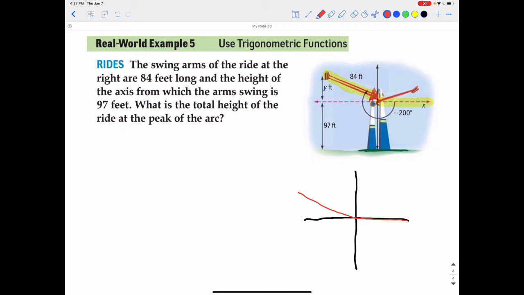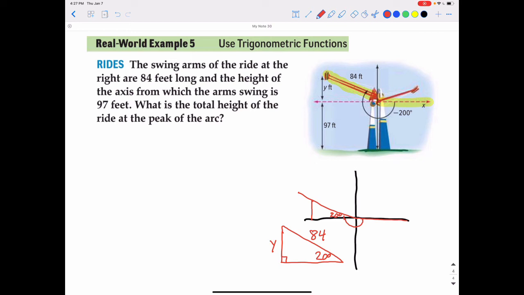So what is the measure of my reference triangle from here to here? From here to here is 90. Then to 180, and then this is going to be 20 degrees past that. So that's 20 degrees, so I'm going to blow that triangle up so you can see it easier. 20-degree angle right there. Here would be the right angle, and the length of the swing itself is 84 feet. So to figure out how high the swing goes, we're trying to figure out the y side.